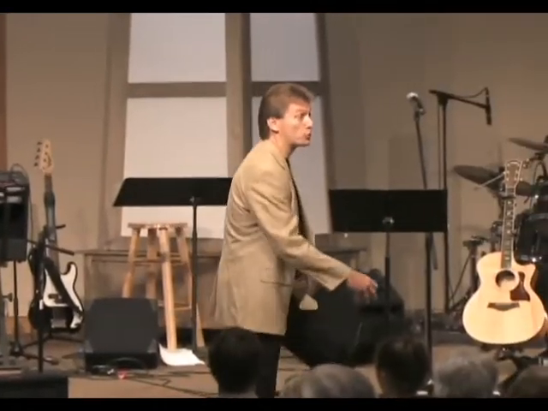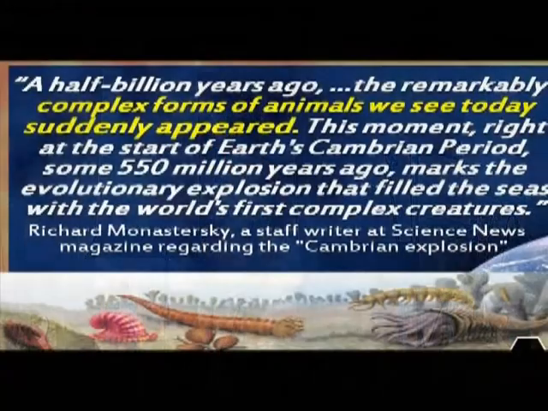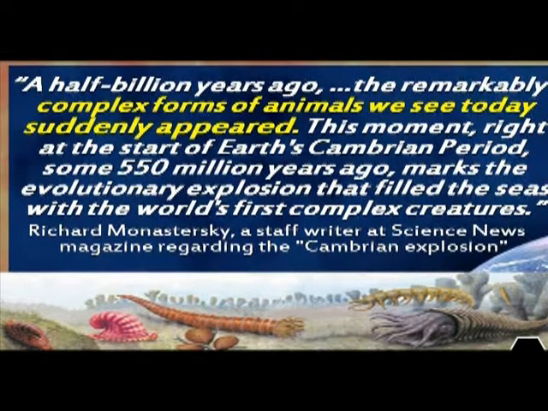You sometimes wonder if evolutionists realize the contradiction even in their own writings. When you read some of their statements about the Cambrian explosion, when they do address it, here's an evolutionist and what he says about the Cambrian explosion. 500 million years ago, the remarkably complex forms of animals we see today suddenly appeared. That's not what Darwinian evolution demands. Things don't suddenly appear. The moment right at the start of Earth's Cambrian period, about 550 million years ago, marks the evolutionary explosion that filled the seas with the world's first complex creatures.